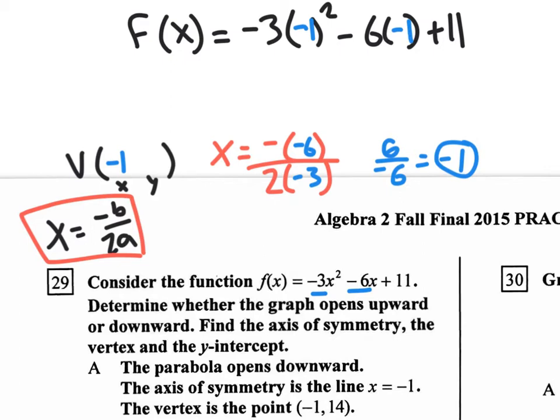So negative 1 squared is positive 1. So you're going to have negative 3 times positive 1. That's still negative 3.